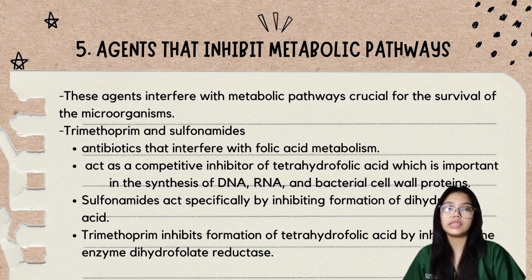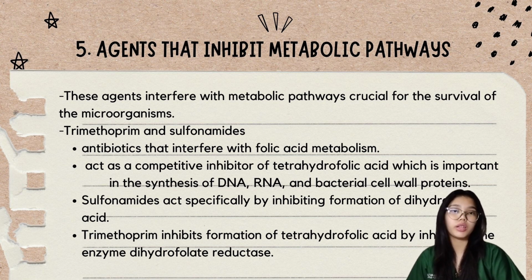The last but not the least in the classification of the antibiotic agents is the agents that inhibit metabolic pathways. These agents interfere with metabolic pathways that are crucial for the survival of the microorganisms. Trimethoprim and sulfonamides are antibiotics that interfere with folic acid metabolism. They act as competitive inhibitors of tetrahydrofolic acid, which is important in the synthesis of DNA, RNA, and bacterial cell wall proteins. Bacteria cannot utilize folic acid from the environment and thus must synthesize their own.